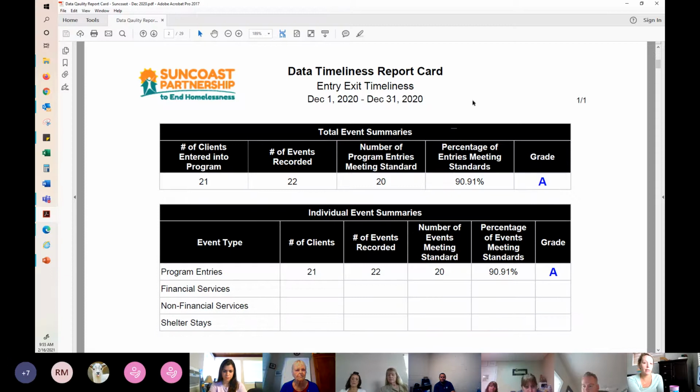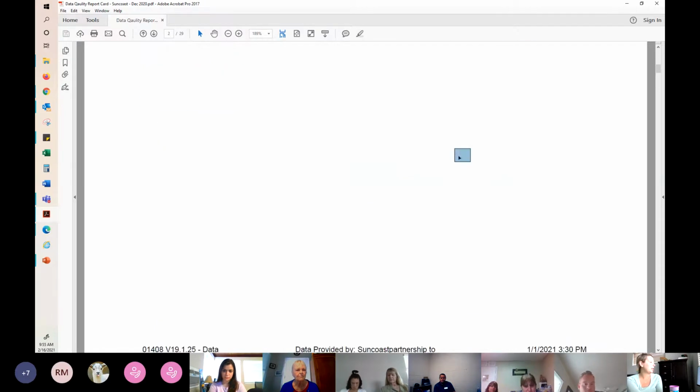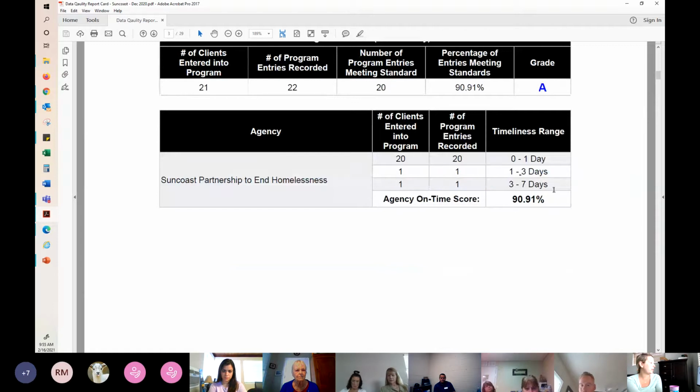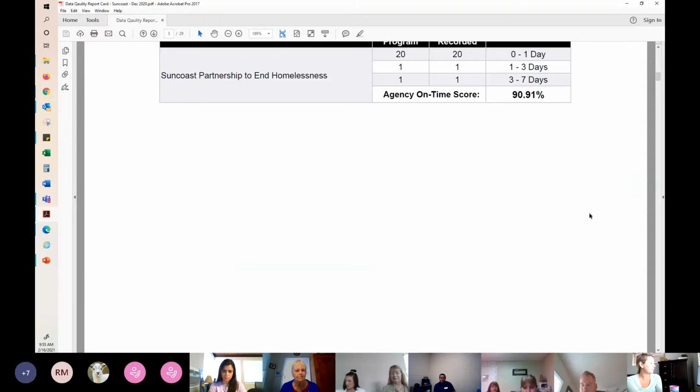So what it looks at for data timeliness is, of the program entries, how many are meeting that timely standard. We had 22 events, and 20 met the 24-hour timeliness standard. So we got that grade of an A. It is quite literally a report card. And then your agency can see where that information is. So there was one client entered 3 to 7 days late. One was 1 to 3 days late.